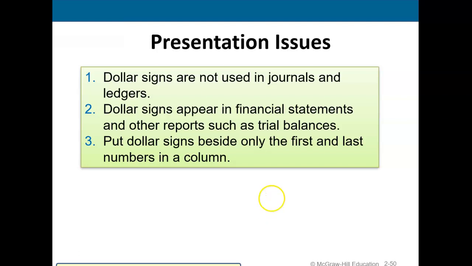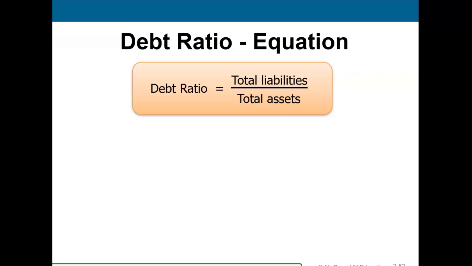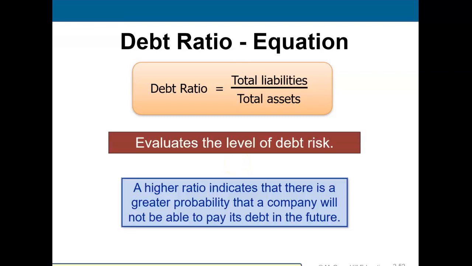Now, one of the things you can do once you've prepared the financial statements is begin to evaluate a company's performance or a company's financial health. And these ratios, which we will revisit throughout the semester, are ways that you can do that. This particular ratio, the debt ratio, is a way that you can look at the level of debt risk. In other words, how well a company is poised to be able to pay its debts. The higher the ratio, the greater the probability they can't pay.